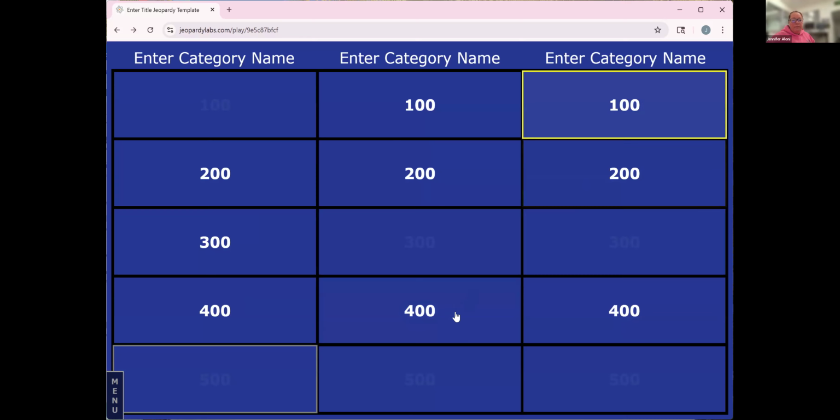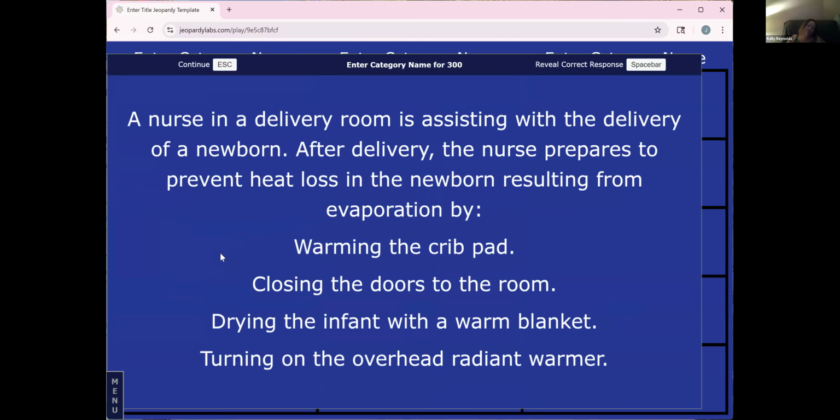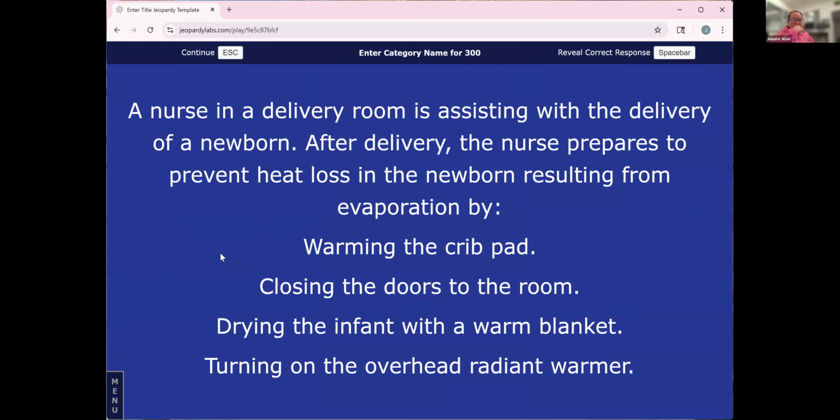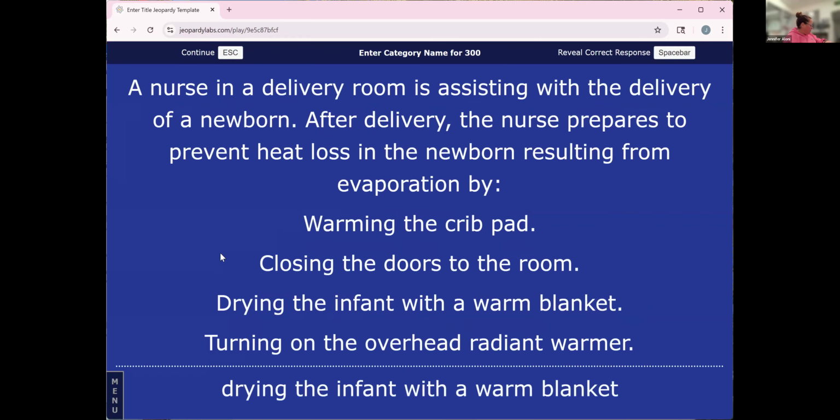Anybody? First category, 300. All right, nurse is in a delivery room. After the nurse prevents heat loss by doing what? Drying the infant. Yeah, we do all these actually to prevent heat loss. We make sure that the warmer where the baby comes out is warm. We close the doors. We dry the infant with a warm blanket and we have a warmer over the crib. Yep, with a warm blanket. Okay.